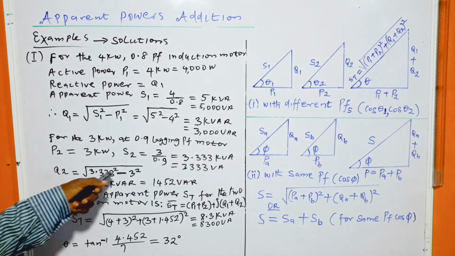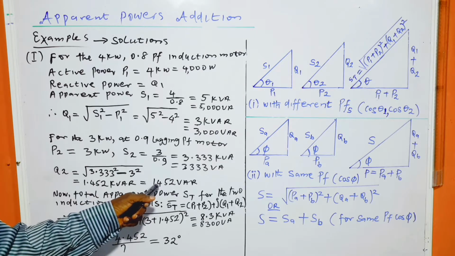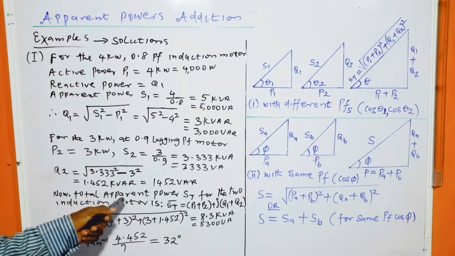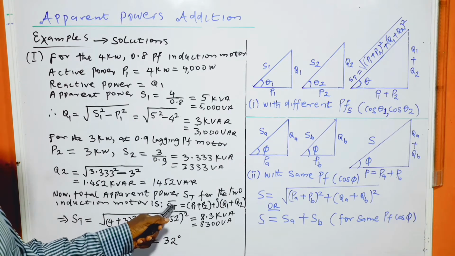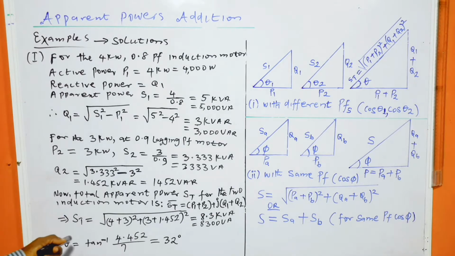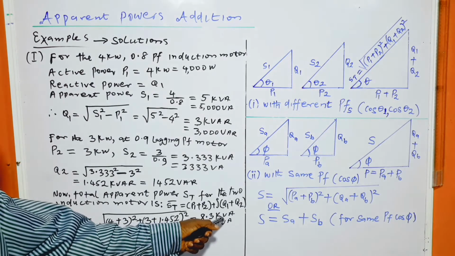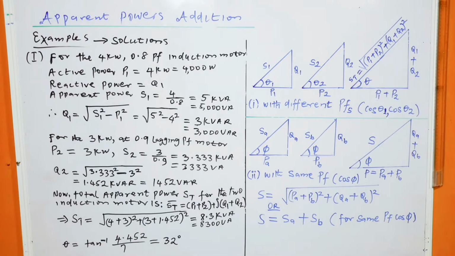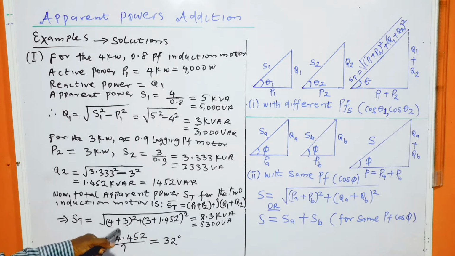Now from there, Q2 is 1.45 kVAR or 1452 VAR. Now the total apparent power ST for the two induction motors is, in vector form, P1 plus P2 plus j times Q1 plus Q2. That is in complex form. And from that, we can calculate the magnitude as 8.3 kVA, which is equal to 8,300 VA. And we can calculate the phase angle to be tan inverse of the reactive component divided by the active component, and the phase angle is 32 degrees.